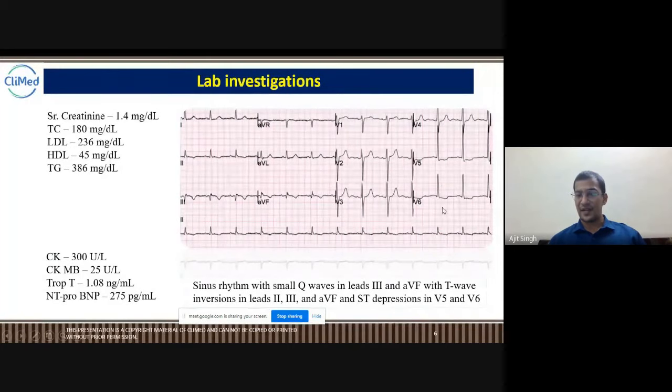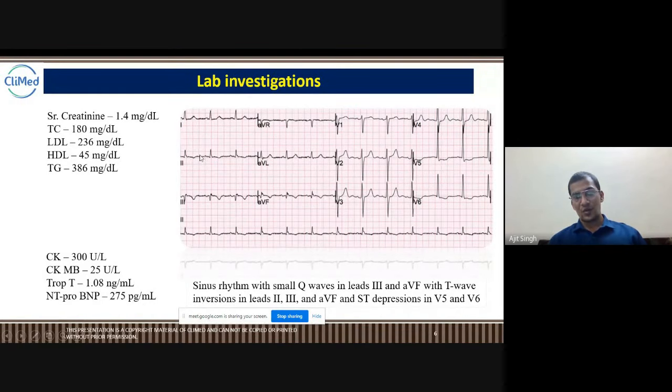Okay, V6 and V5. Now you can see T wave inversion in lead 2, 3, and AVF. In lead 1, you can see the T wave is normal. T is upright here. But here in lead 2, T is inverting downwards.